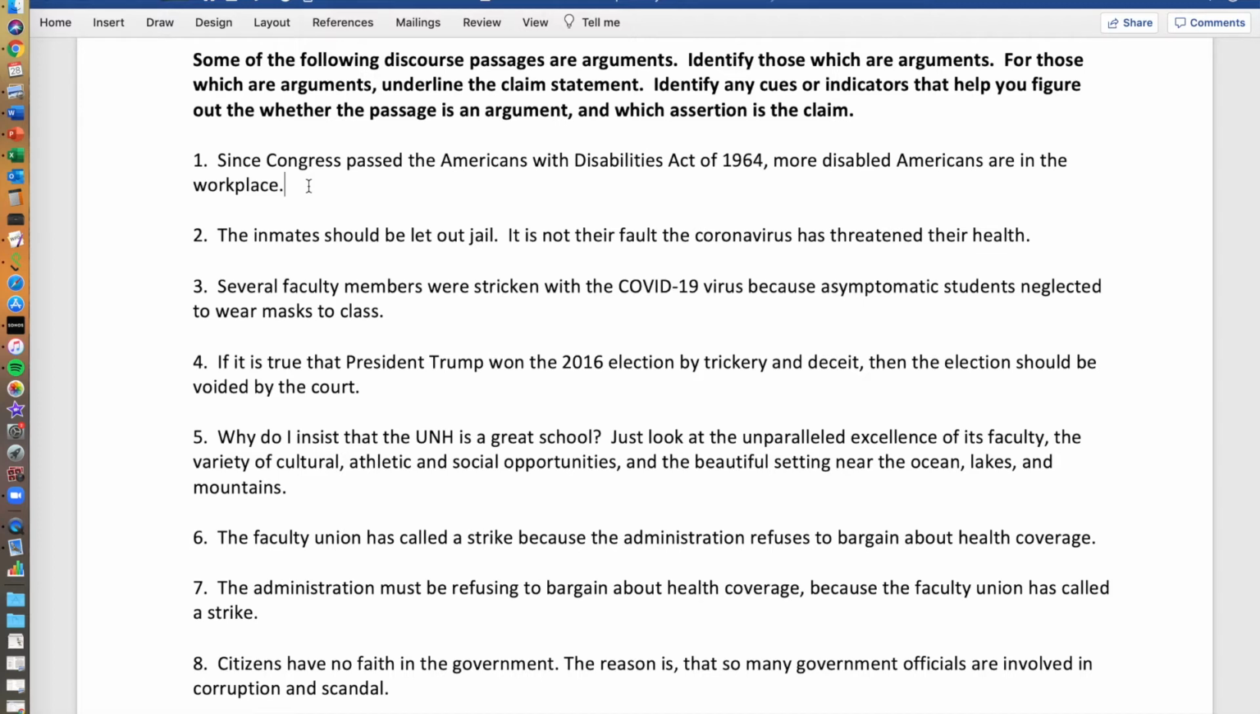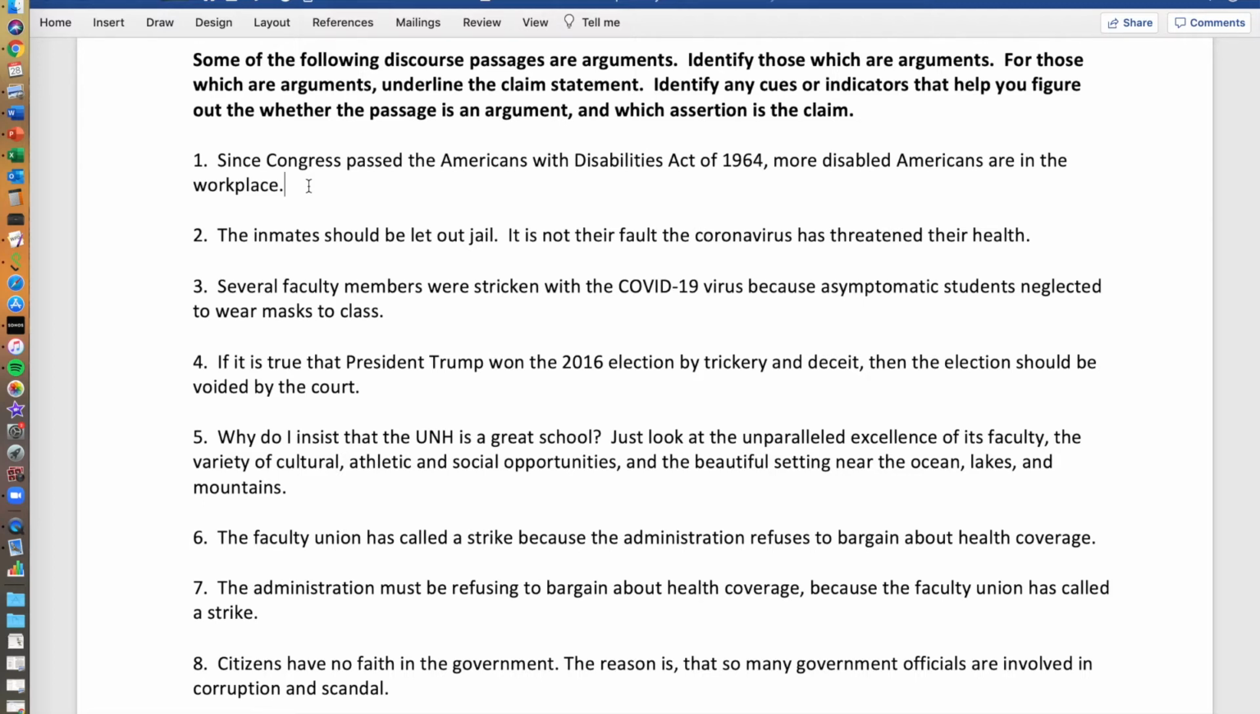But in this instance, it's simply saying since a certain period of time in the past, something has happened. So it's actually one statement, not an argument, right? And so there's no inference making going on.